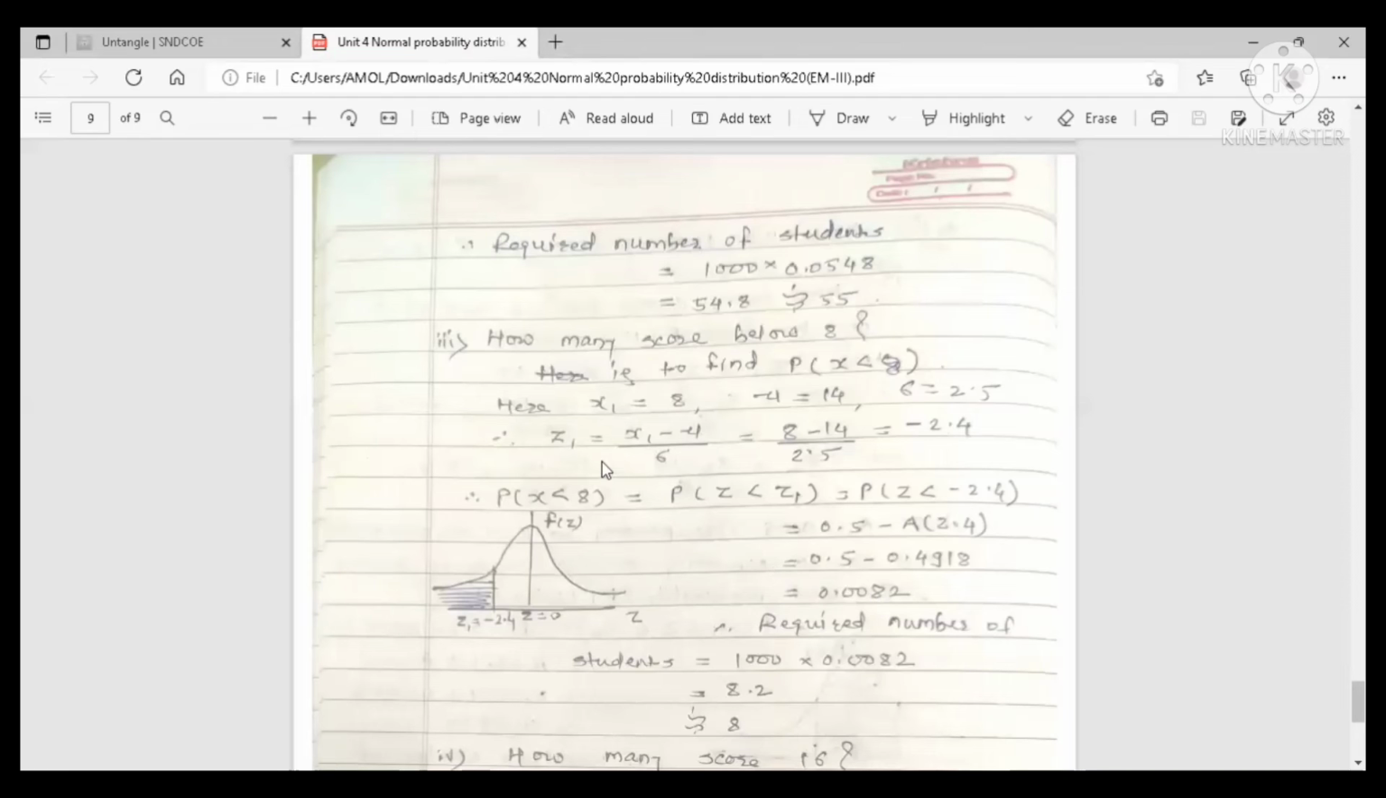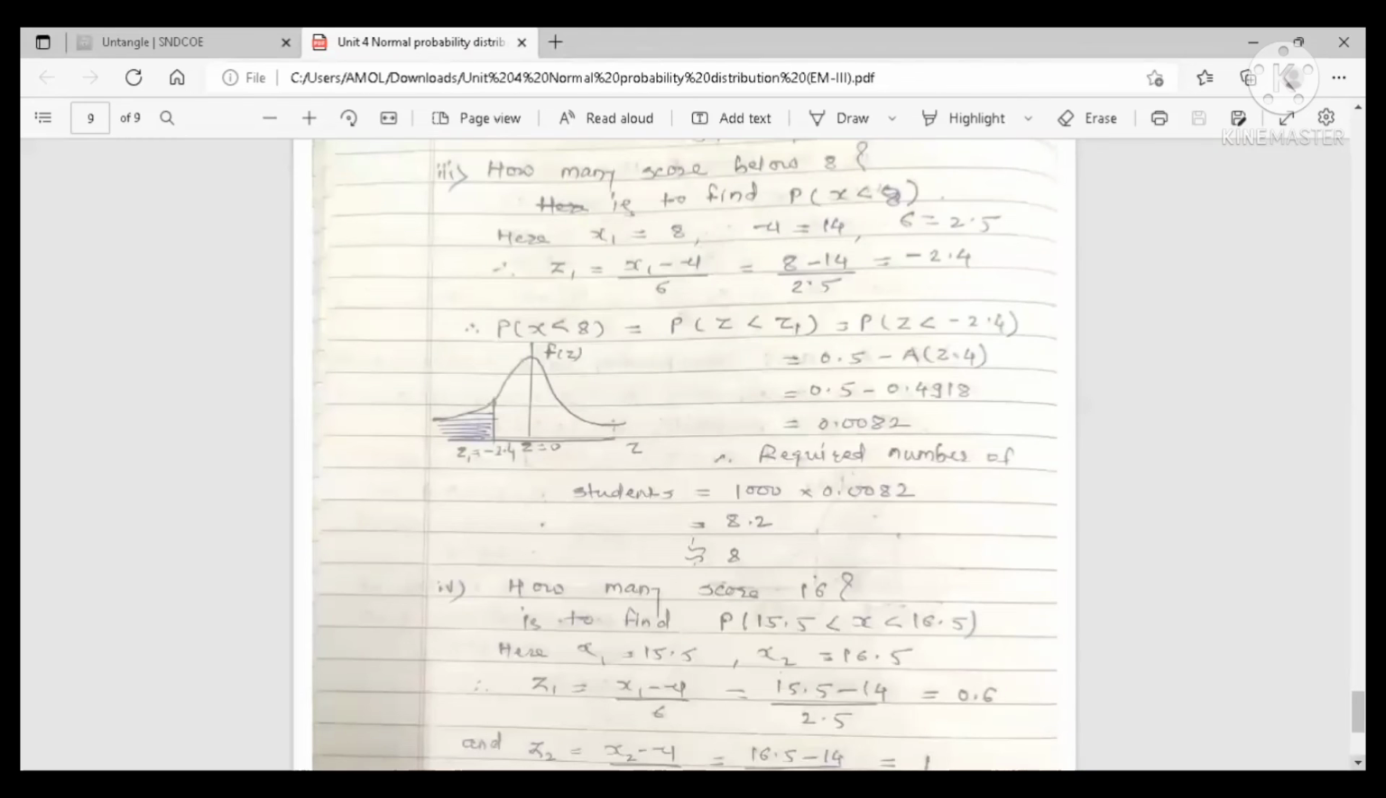So this is the probability that x is less than 8, that is, how many score below 8. For that, the probability is 0.0082. And we want the required number of students out of 1000. So you multiply this probability by 1000, and the answer is 8.2, meaning approximately 8 students score below 8.